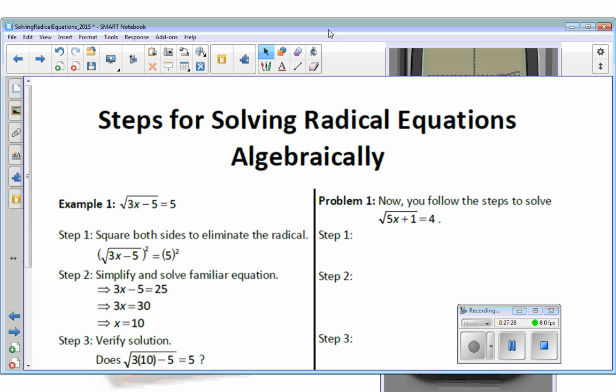So when you square it, right now, I square both sides. It showed me that. I squared both sides. So I'm going to do the same thing over here. I'm just going to follow along with the steps.